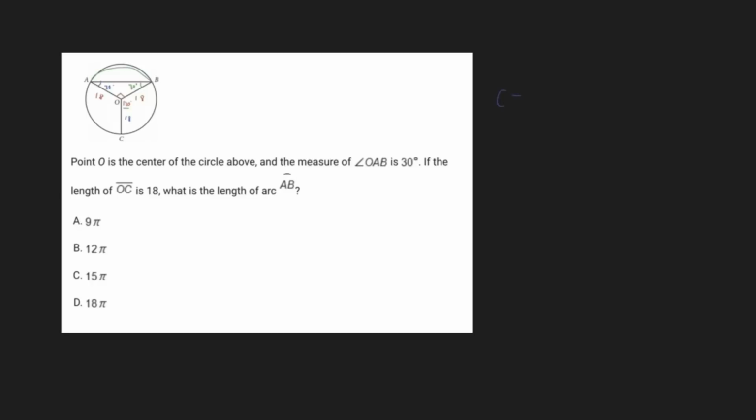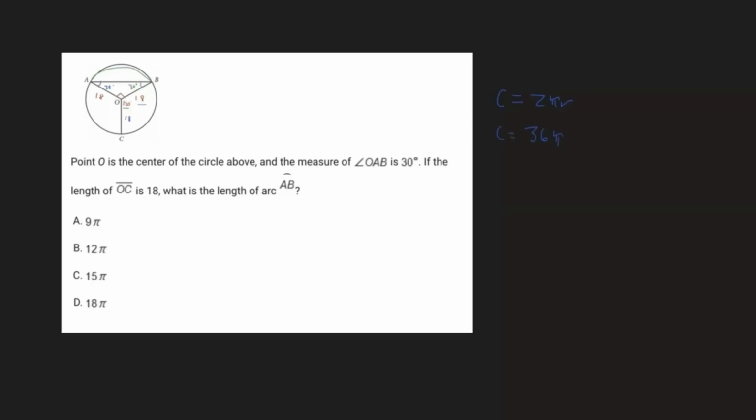The circumference of a circle is equivalent to 2 pi times the radius, not the radians. So the radius is equivalent to 18. We can just do 2 times 18, which is 36 pi. And so that is our circumference.